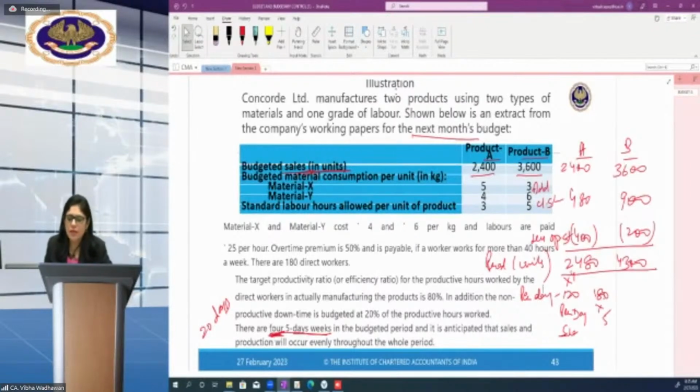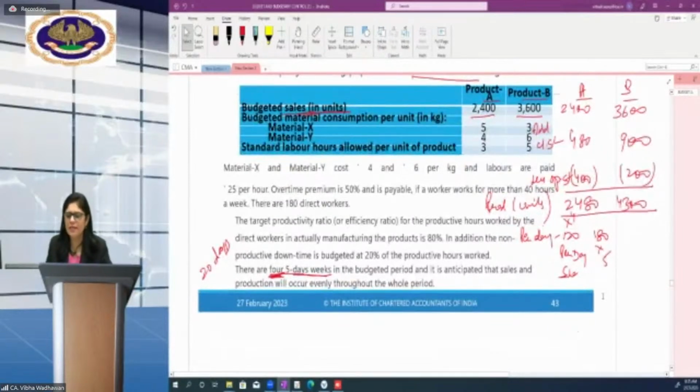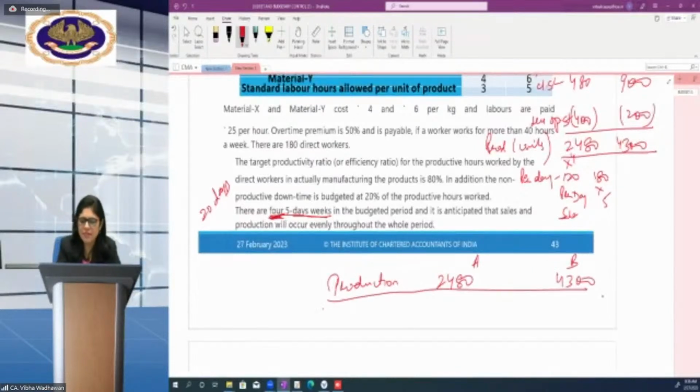Okay. So now we are moving on from the production units we have calculated to the consumption. Clear? Only when the consumption is clear can we calculate the material purchase also. So, consumption in units per unit for material X and material Y. For product A, 2480 units production. Production will tell us how much raw material consumption we require. For B, 4300.